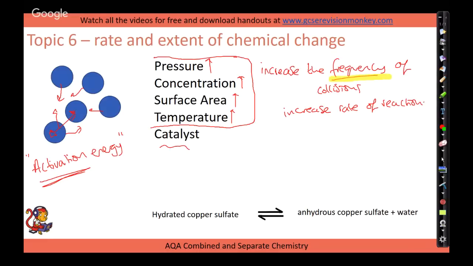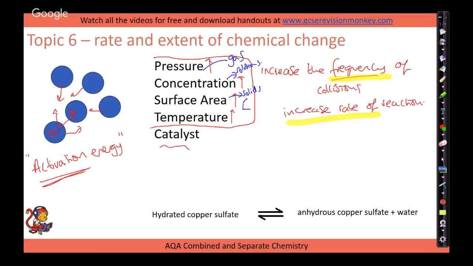This is super important because it's the same words for all of them, which is nice. If you increase the pressure, you increase the frequency of collisions, which increases the rate of reaction. Same for concentration, and same for surface area and temperature. Pressure is to do with gases. Concentration is to do with solutions generally. Surface area is to do with solids.